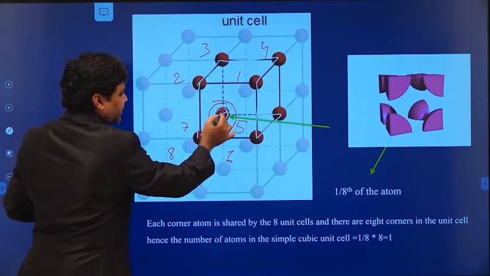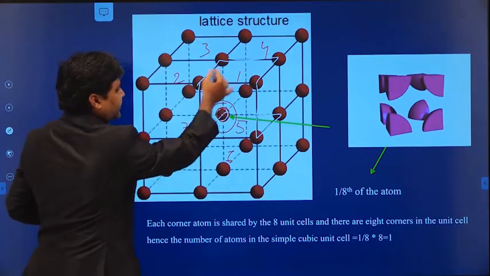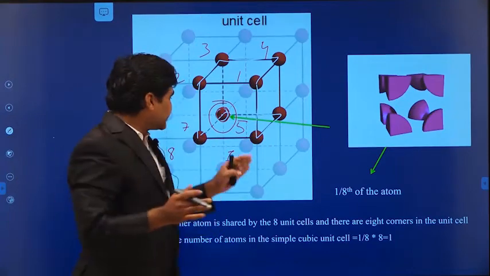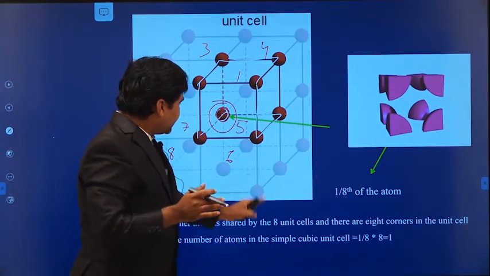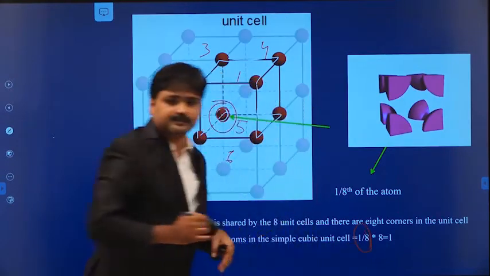So this corner atom is not only a corner atom for this unit cell, it is also a corner atom for the 8 unit cells. That means each atom is shared by the 8 unit cells. So the contribution from this atom to this unit cell is only 1 by 8.